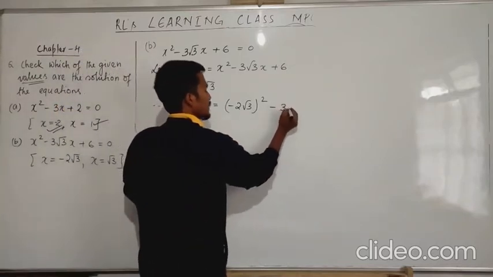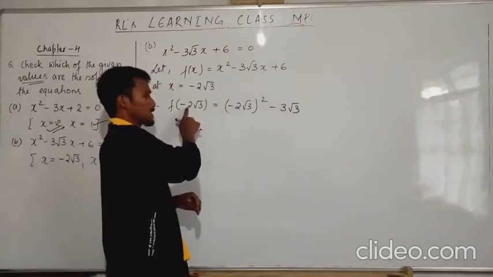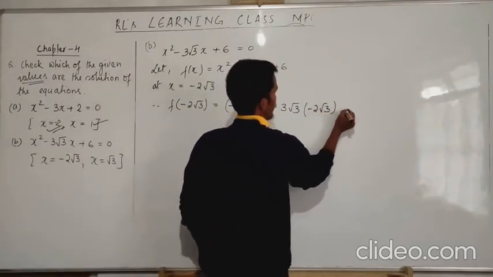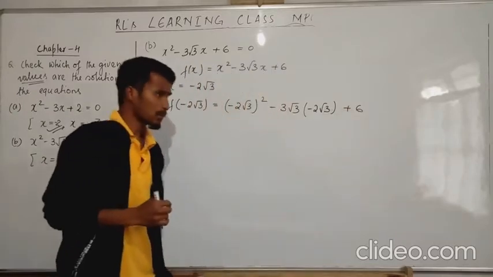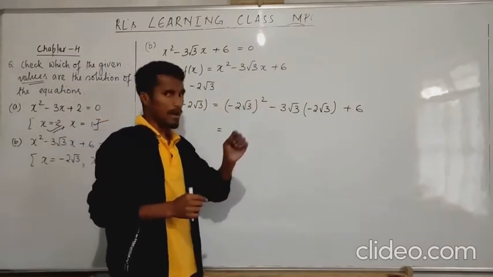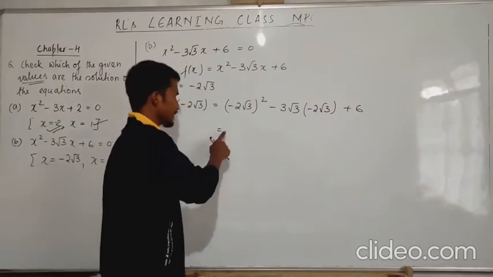Then minus 3 root 3. Then in place of this x again, we have to put minus 2 root 3. Then minus 2 root 3, then plus 6. Okay, and how much did we get here? I told you, whenever the power is an even number, the minus will disappear. And here there will be no more minus.